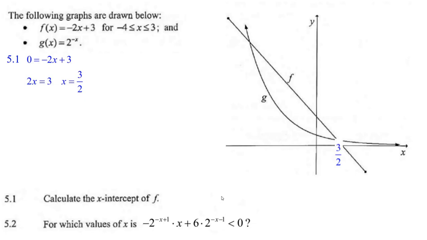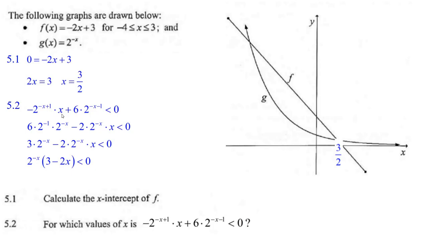For which values of x is minus 2 to the minus x plus 1 times x plus 6 times 2 to the minus x minus 1 less than 0? Holy cow. We need to take that apart. And how are we going to do that? Well, let's do it this way.